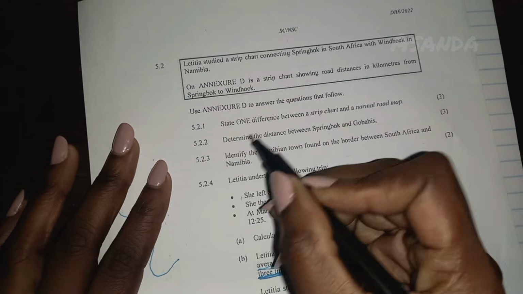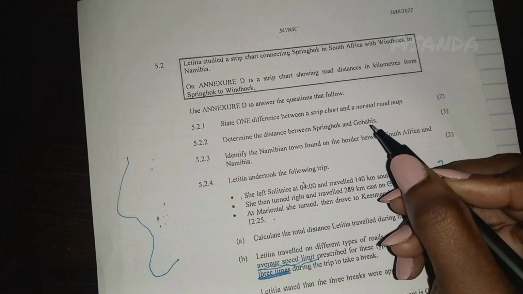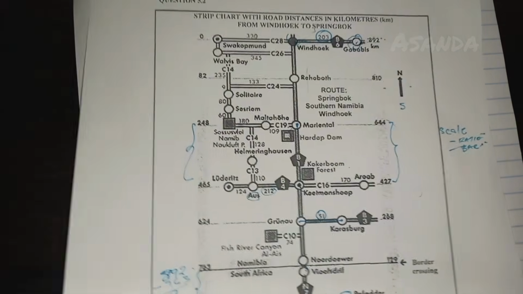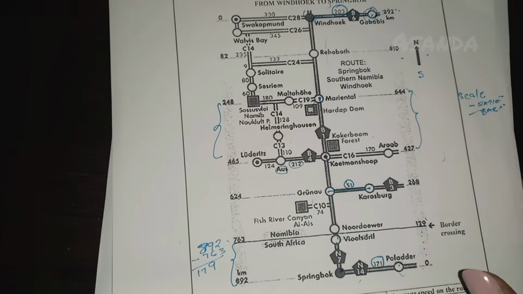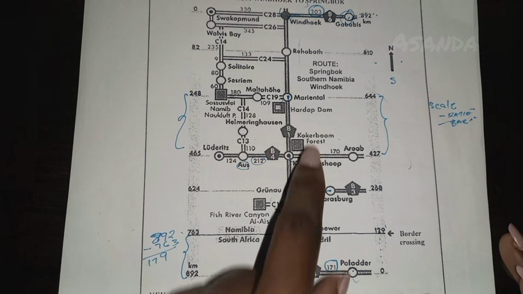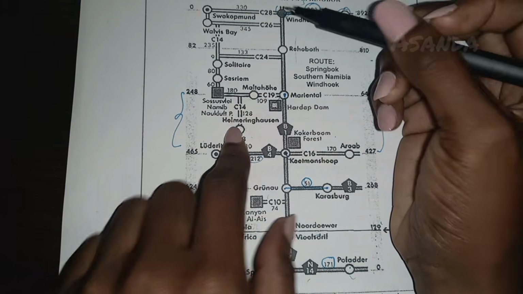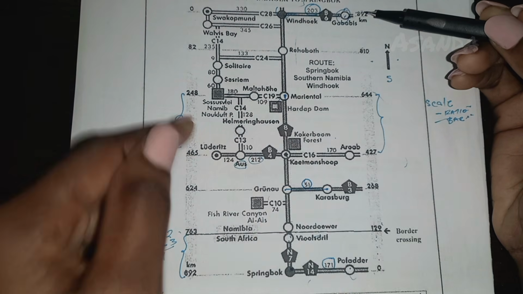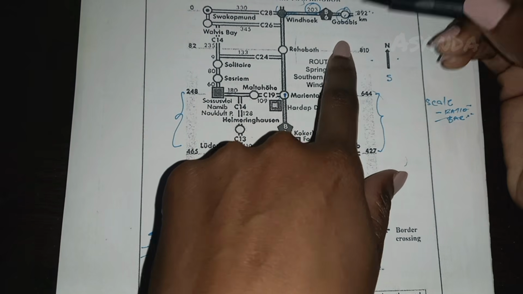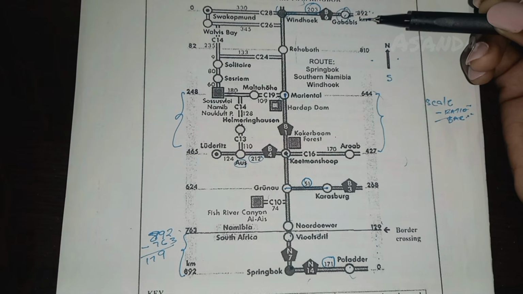5.2.2 says, determine the distance between Springbok and Gobabis. Tell me how you pronounce this word. Send me a voice note on how to pronounce these words, because wow, I've been trying. Gobabis. If it was Gaborone, I know Gaborone is called Gaborone. But this one is Gobabis. Okay, let's move on.